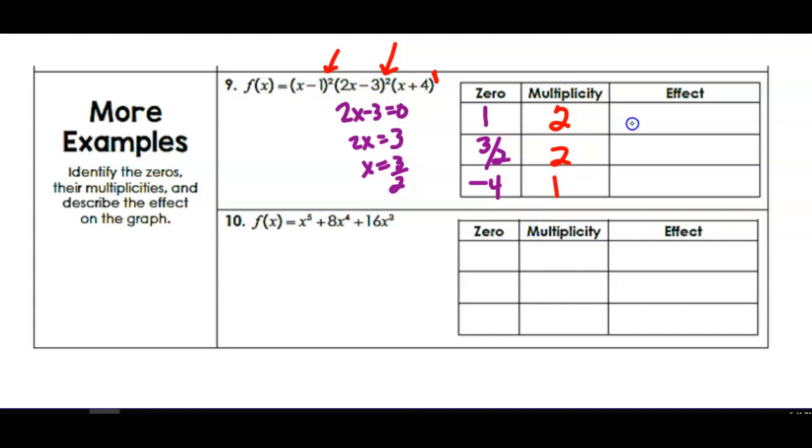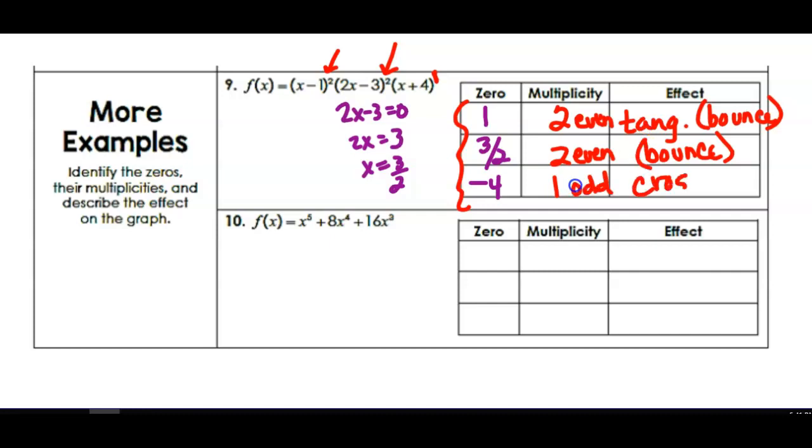Now, the effect is that this graph would be tangent or bounce off the x-axis at 1. These are where it's doing that. This just indicates how many times it happens. When it's even here, it bounces. Or you can say tangent. This is odd, and so it will cross the x-axis.